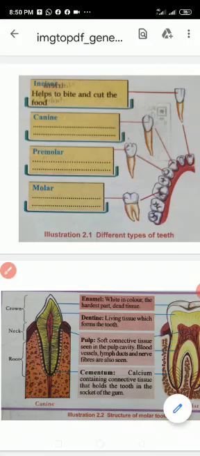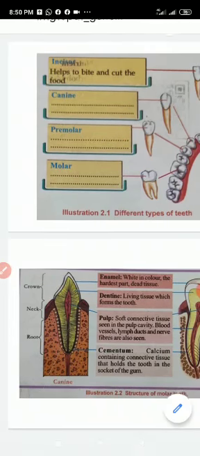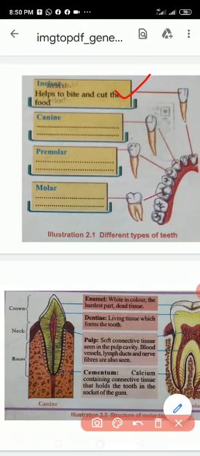And what about their functions? So they are doing different functions. What about incisors? We can see the incisors in the front side of our mouth, or when we open our mouth we can see the incisors first. Then what about the function of incisors? It helps to bite and cut the food. When we get a mango or anything like that, we cut it or we bite it using our incisors to make small pieces. Okay, so it helps to bite and cut the food.